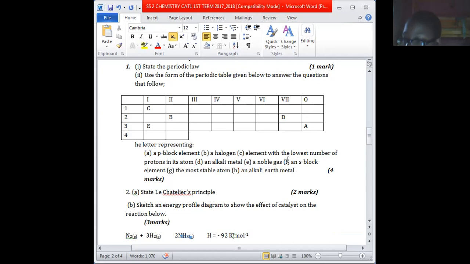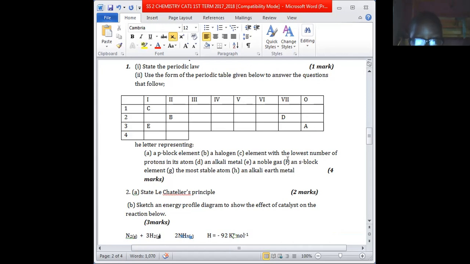C and E. C and A? E. Oh, correct, C and E. Noble gas. A, correct. S block element. C, E, and B. Correct.